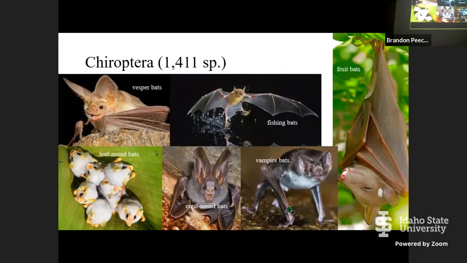Talk to each other about bats for a second. The only flying mammals, truly.